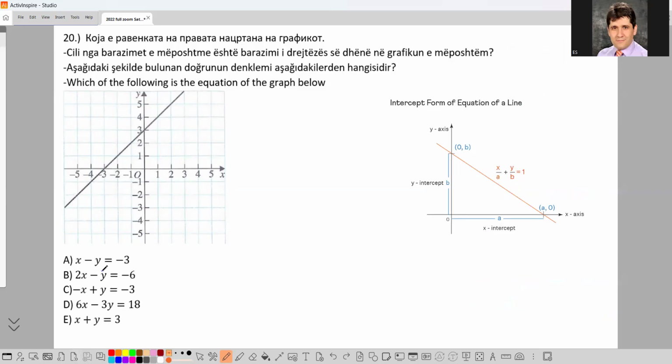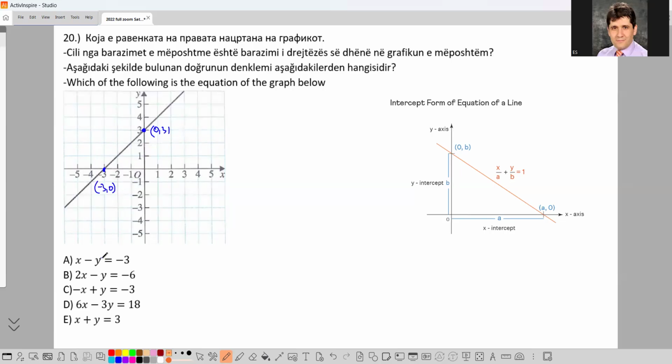Which of the following equations describes the graph, or is the equation of the graph below? We have 2 ways, either to test the points. This point has coordinates 0, 3. This point has coordinates negative 3, 0.